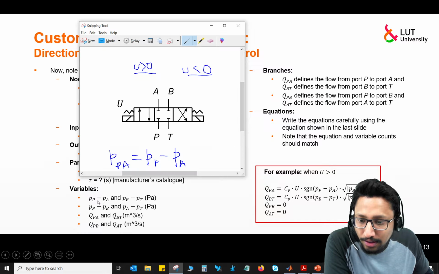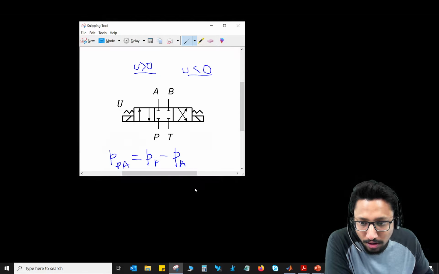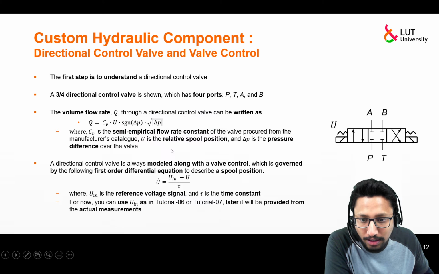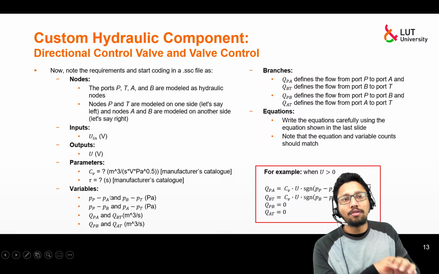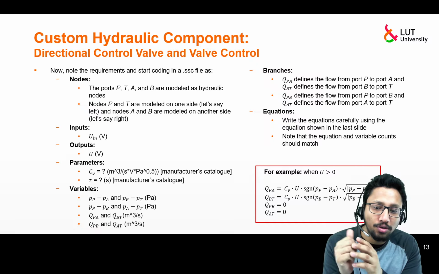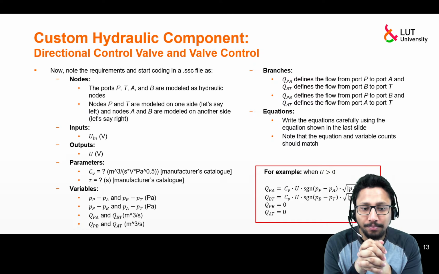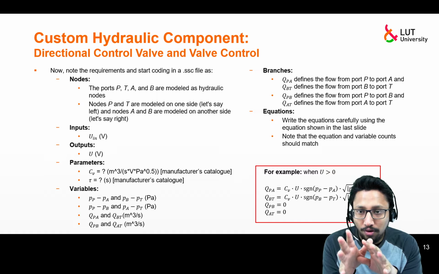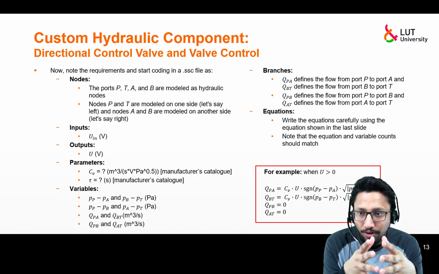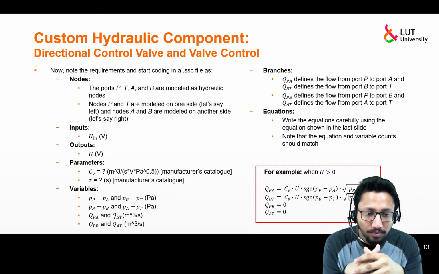Yes. Similarly, there will be 4 equations from this part. So 4 here, 1 over here, and then another 4 here. So a total of 9 equations you have already. So 9 unknowns, 9 equations, you can solve it very easily. So that's all for modeling the custom hydraulic component, which is the directional control valve.